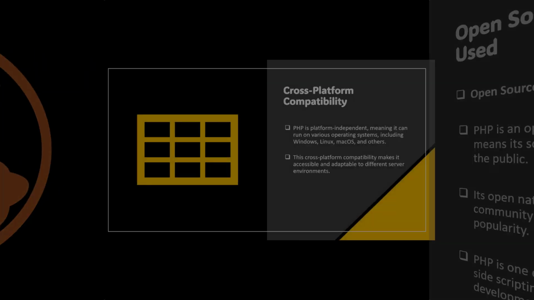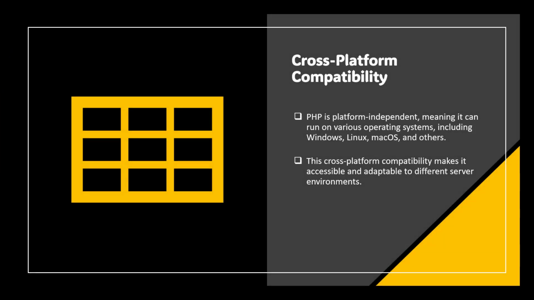One other thing is PHP is cross-platform compatible, and this means that PHP is independent, meaning it runs on various operating systems, including Windows, Linux, macOS, and others, whatever operating system you might have. This cross-platform compatibility makes it accessible and adaptable to different server environments, which is a good thing.